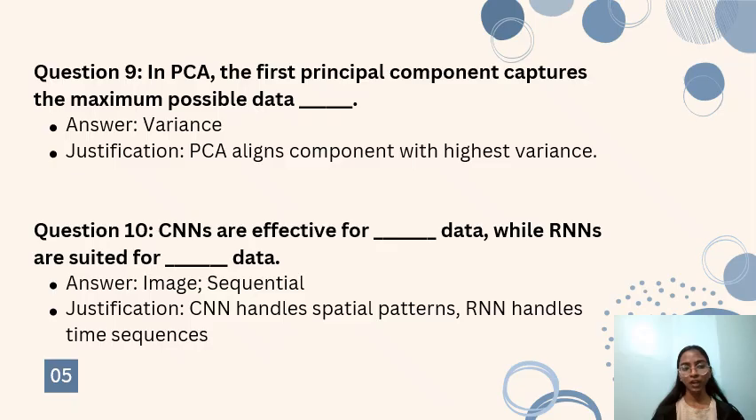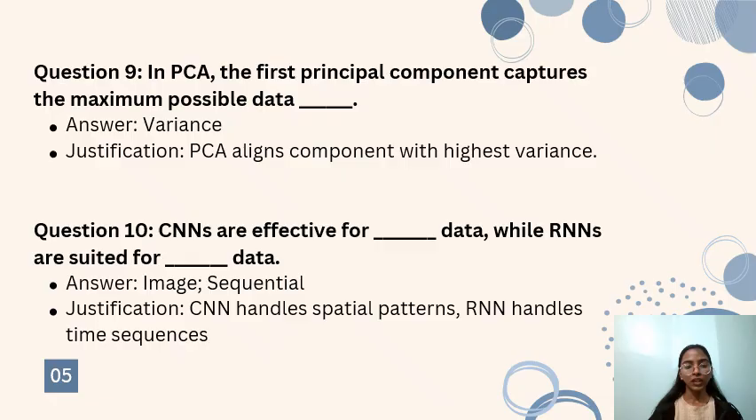Moving towards question number 9, in PCA, the first principal component captures the maximum possible data dash, and the answer is variance. PCA identifies the direction in which the data varies the most. The first component always captures the highest variance.